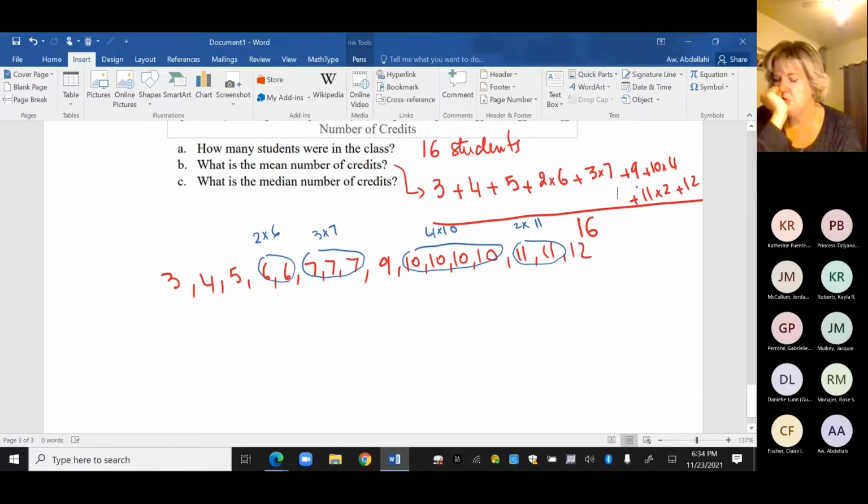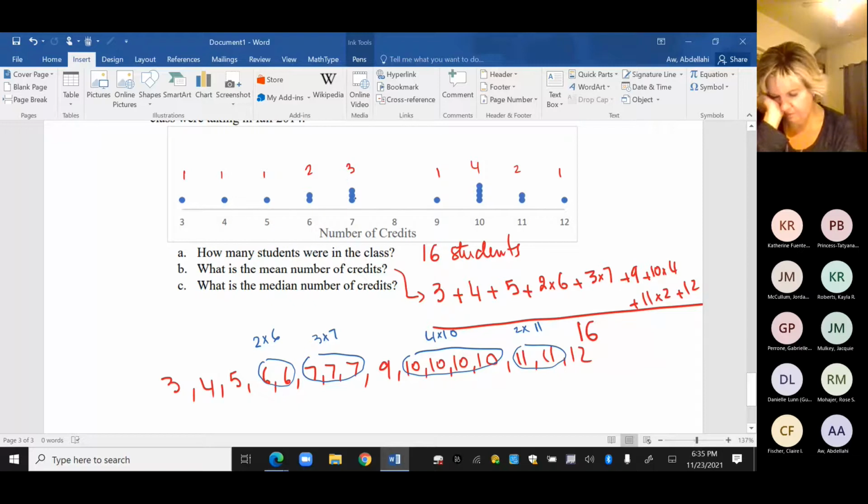Everybody agree that this is the way we find the mean. We add them up, and you multiply every data by the number of dots you have there, right? I have the data 3, I multiply by 1. Data 4 by 1. Data 5 by 1. Data 6 by 2. Data 7 by 3. Data 10 by 4. Data 11 by 2, etc. This is how we get the mean. And then you divide by the total number of students, right?